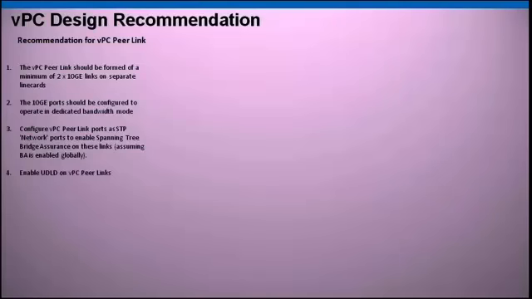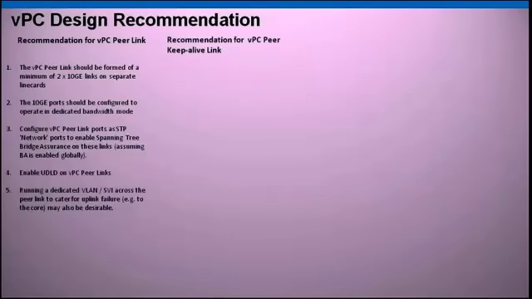Number 4, enable UDLD on these ports. This will help to cater to unidirectional link failure, which is highly feasible in the optical scenario. Number 5, run a dedicated VLAN or SVI over this link to cater to uplink failure, for example towards the core link. Now let us see the design recommendations for the VPC peer keep alive link.